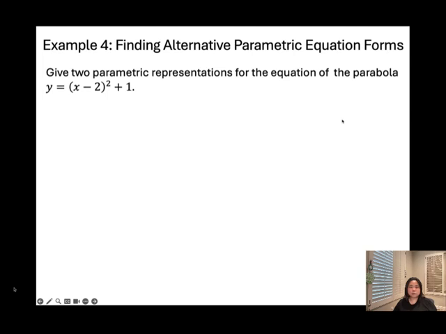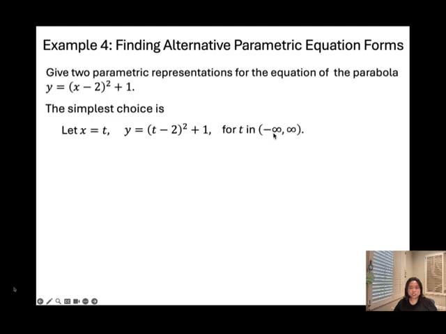Okay, so we want to separate with two equations in terms of the t. So the easiest way, I will let x equal to t. Okay, x equal to t. When x equal to t, I plug it in. I'm gonna get y equal to (t minus 2) squared plus 1. And for the t, there's no restriction. That will be from negative infinity to positive infinity. All right, this is one of the parametric representations for this equation.